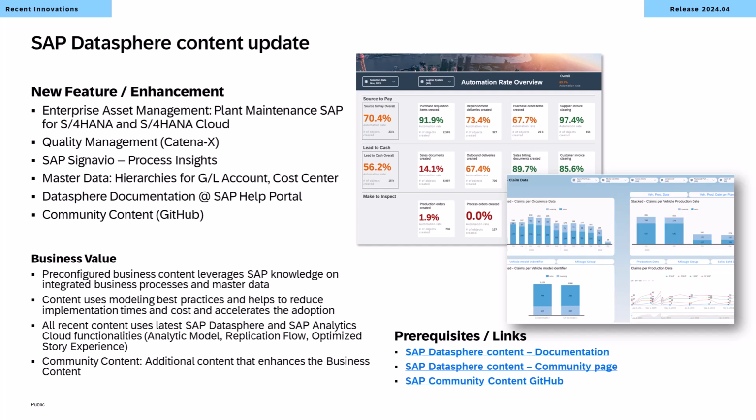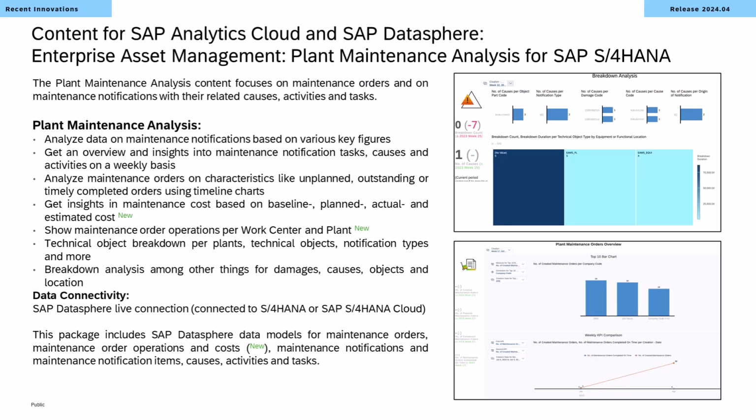Now let's see what has been enhanced in the packages. Let's start with the Enterprise Asset Management package, Plant Maintenance Analysis for SAP S/4HANA and S/4HANA Cloud. Here we focused on enhancing the topic of costs. So with the new update, you can get insights into maintenance costs based on baseline, planned, actual, and estimated costs. Thus, you are now able to also visualize and analyze maintenance order operations per work center and plant.